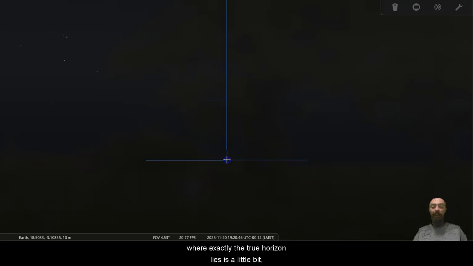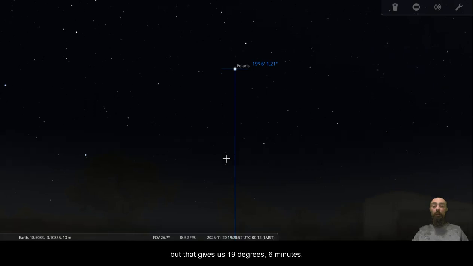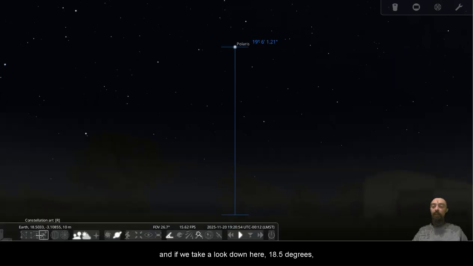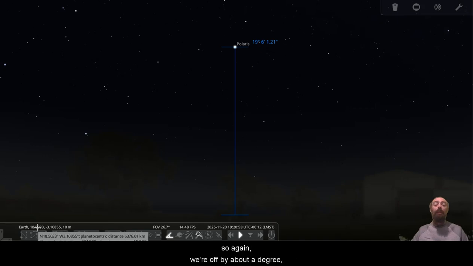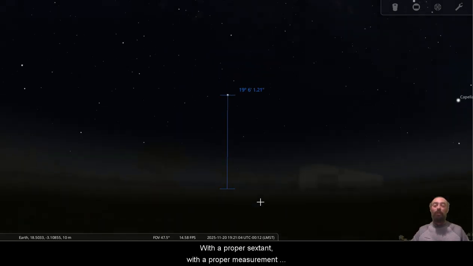Wow, where exactly the true horizon lies seems a little bit blurry to me, but that gives us 19 degrees 6 minutes. And if we take a look down here, 18.5 degrees. So again, we're off by about a degree, and again, that's on me. With a proper sextant, with a proper measurement of where the horizon is, with a level, something to balance you, then of course you'd have a much better idea.